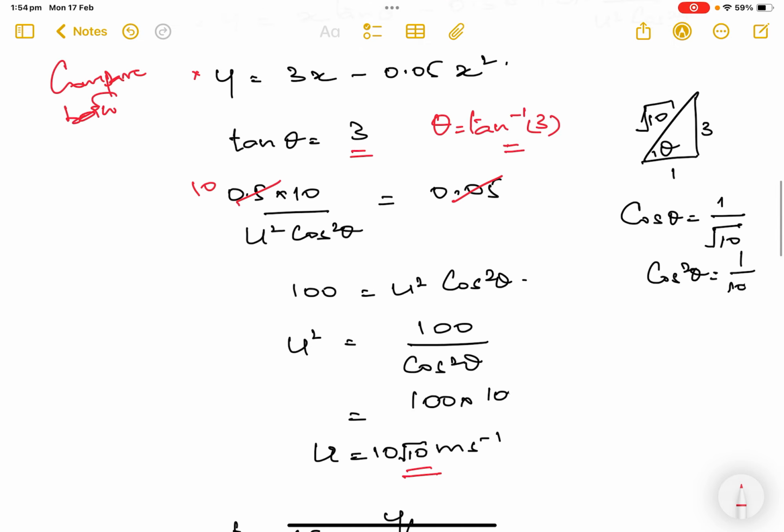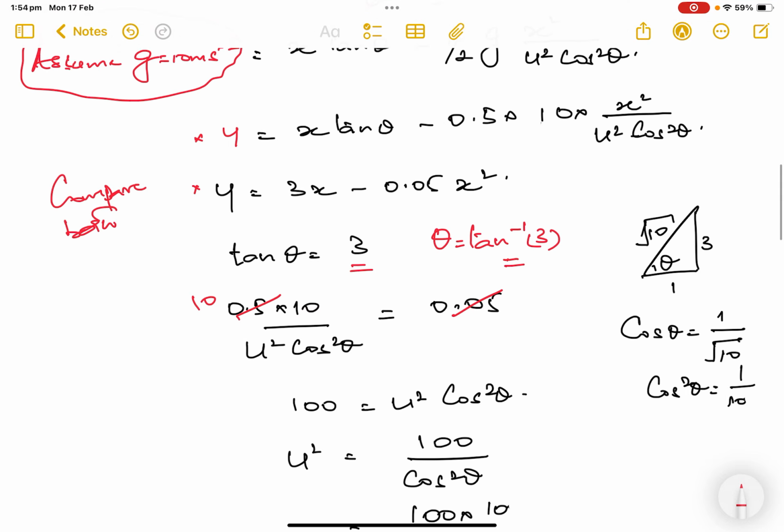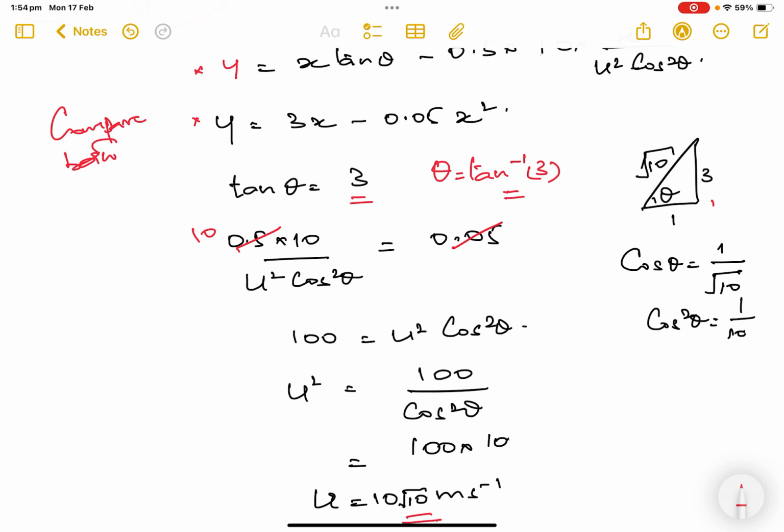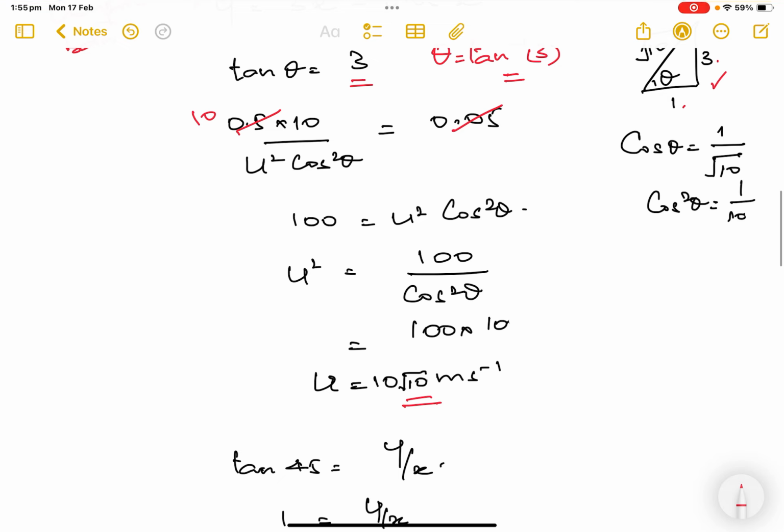But cos squared theta, before we complete it, we know tan theta is 3. So I'll put a little right angle triangle. Tan theta is opposite over adjacent. From that, Pythagoras, this hypotenuse is root 10. It's 3 squared, 9 plus 1, root 10. So from that, we can find cos theta equals adjacent over hypotenuse, which is 1 over root 10. So we're going to use that.